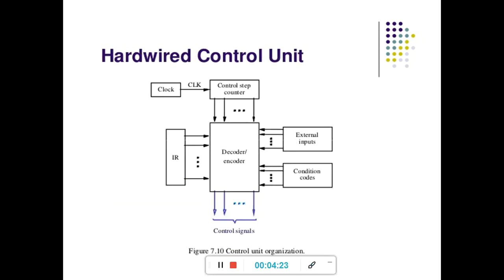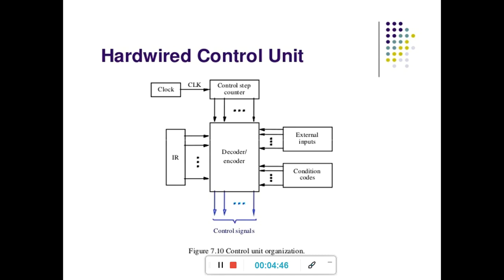Next, the hardwired control sketch. Its other name is control unit organization. Here we are going to see the clock, the IR meaning instruction register, the control step counter, and the decoder and encoder. At the bottom of the schematic sketch are the control signals, the external inputs, and the condition codes.